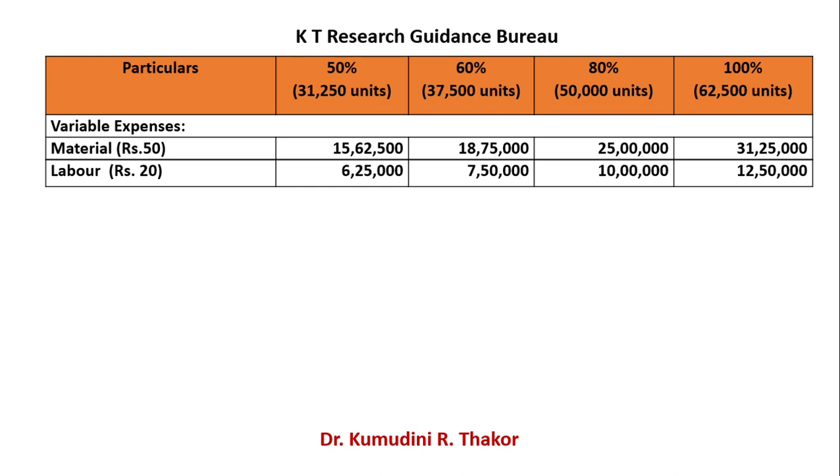Third variable expenditure is factory overheads. Factory overheads is rupees 10 per unit. Again I will give you 1 minute. Find out for 31,250, and for 60%, 80% and 100%. And tally your answer.